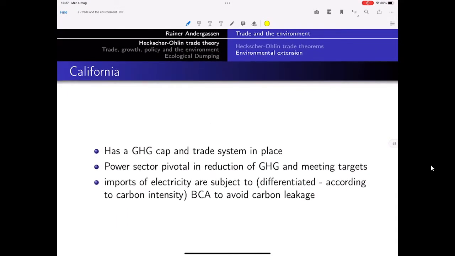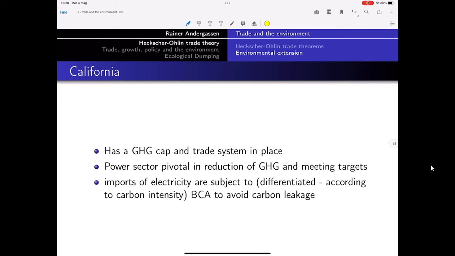Is it clear? Now, in order to have some more information about the likely outcome, there is an interesting case already in place, even though it's kind of small, but it's still interesting, because California, which is kind of a peculiar case, has a cap and trade system in place, now for quite a long time. And they also have a carbon border adjustment system in place as well.